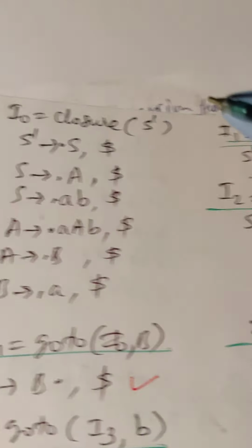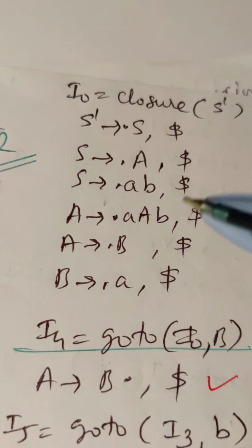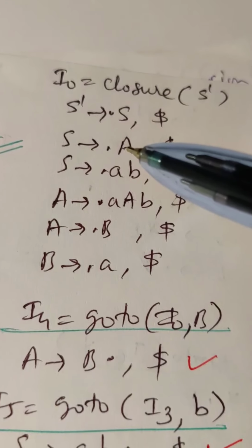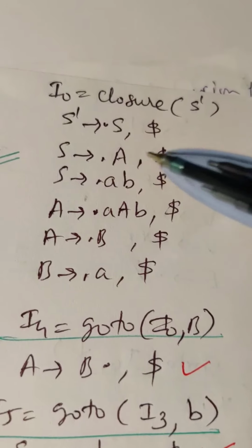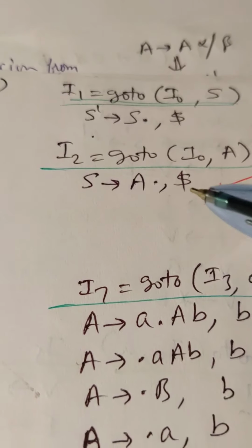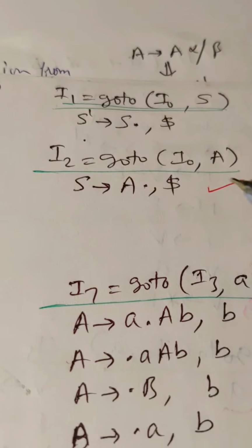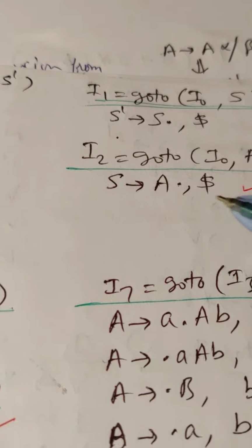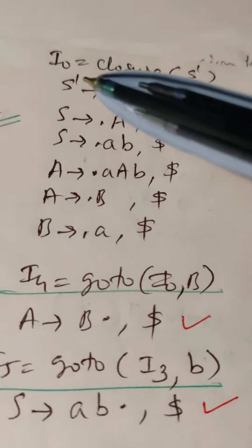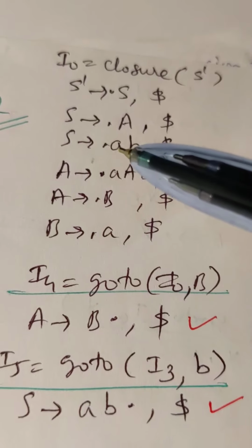Then the next item is from I0, where we take dot A. So I0 comma A gives S goes to A dot comma dollar. Because the dot is going to the end, it's a finish rule, just to remind us. Next, item number 3 will be from I0 comma dot small a.